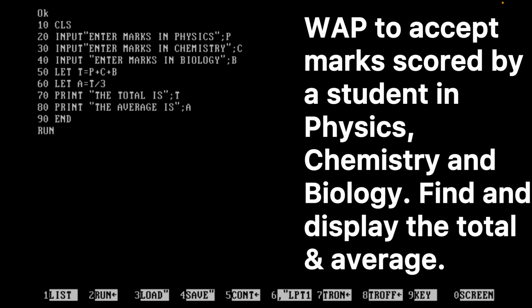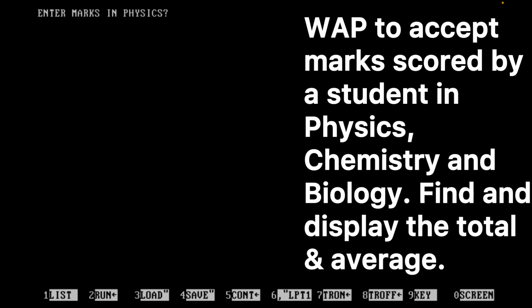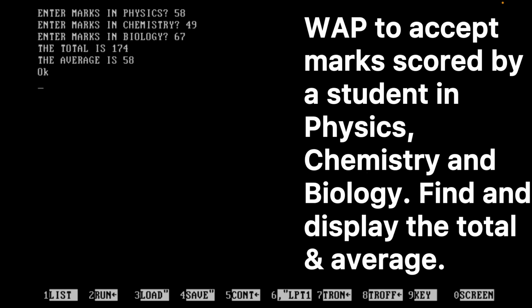After that we have to run the program. Let's run the program. So see, as you run the program, computer will ask the user to enter the marks in physics. Suppose I write here 58. Enter marks in chemistry, say 49. Enter marks in biology, let's write 67. Now as we press enter, the computer will display the total is this and the average is this. So this is the way we find the total and the average by using input statement.